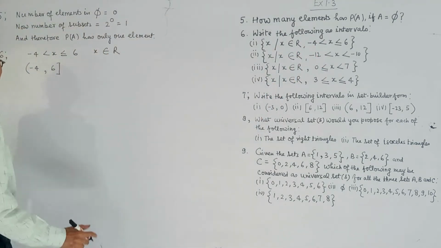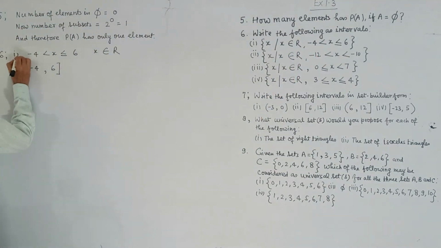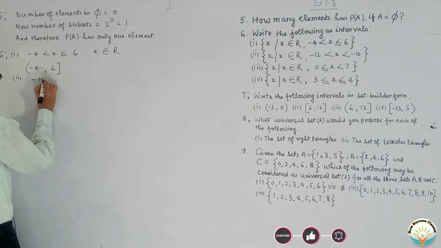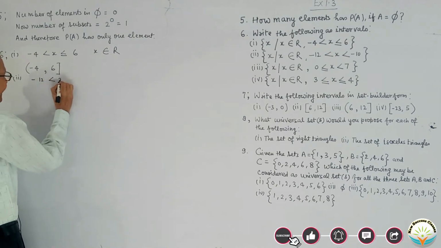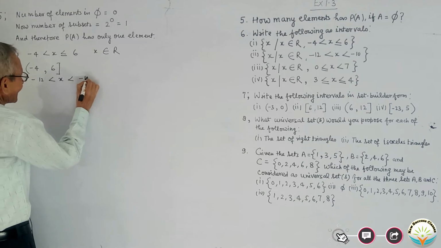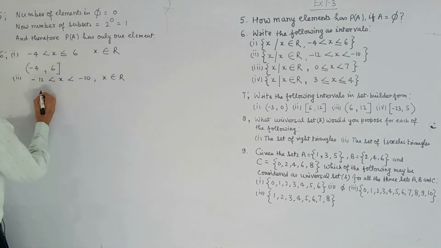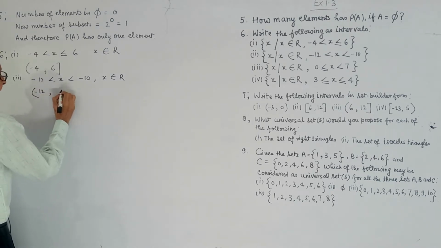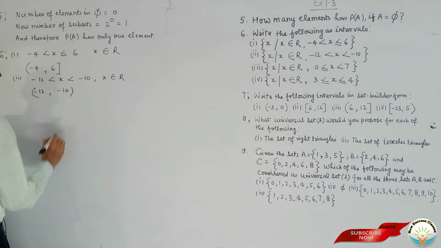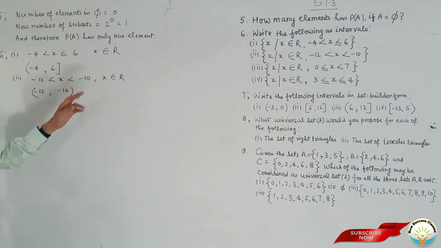So in this way you can write. This is the answer of the first. Now come to the second. Second is negative 12 is less than x is less than negative 10, x belongs to R. That means negative 12, negative 10. Yes, because both are not included. Both are not included.